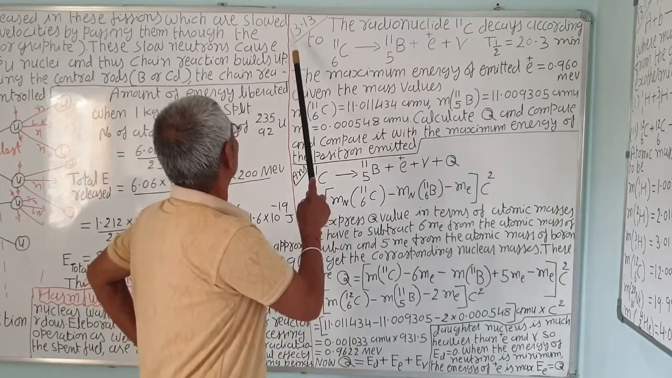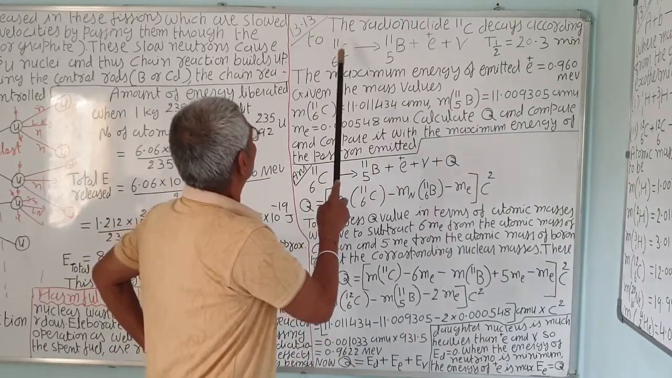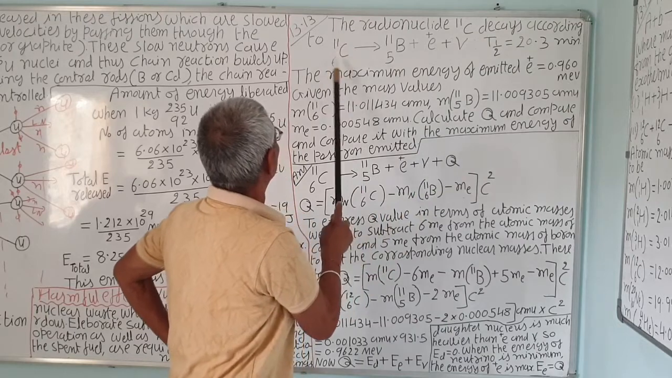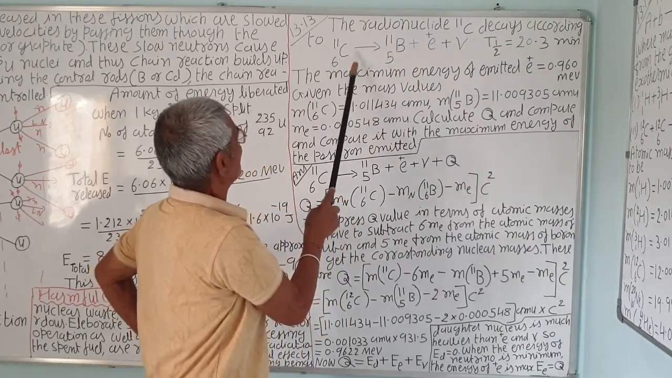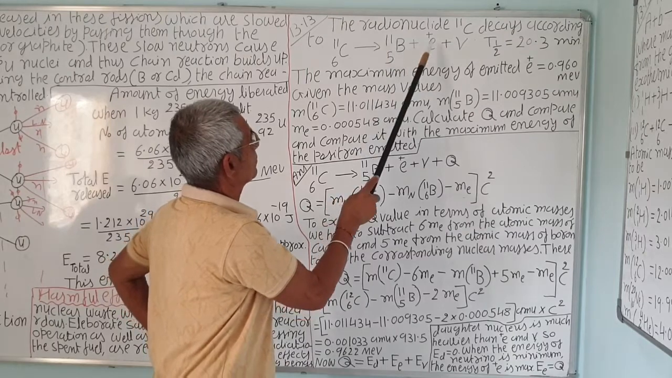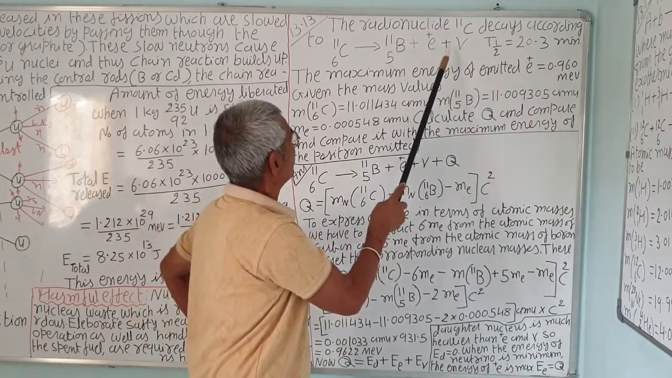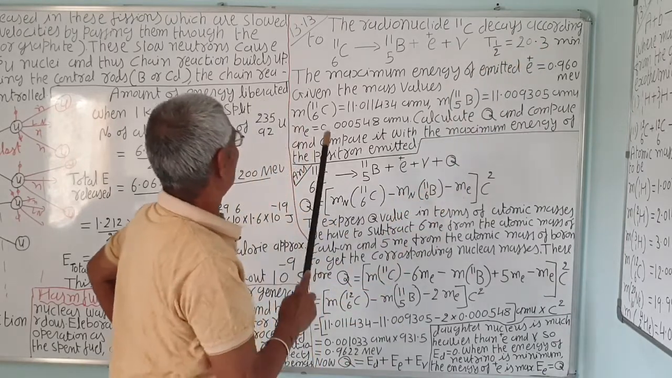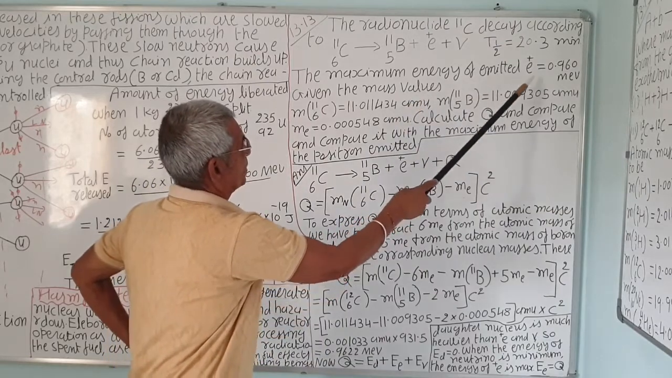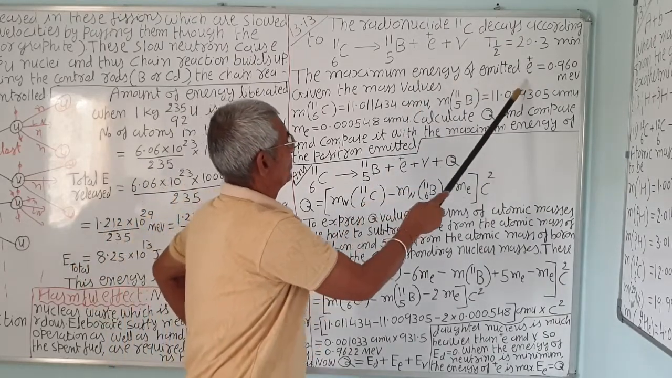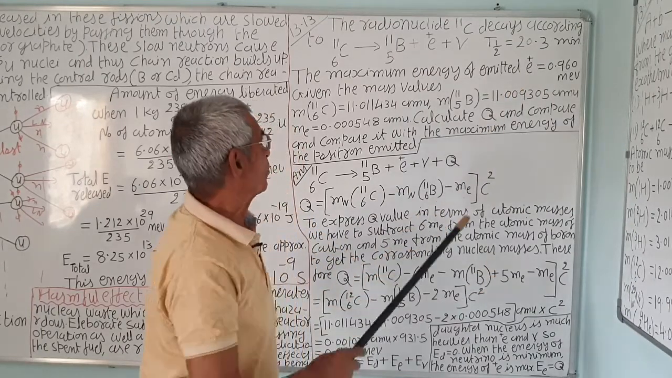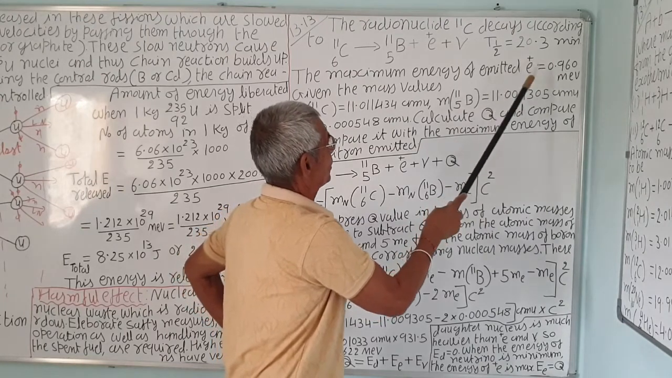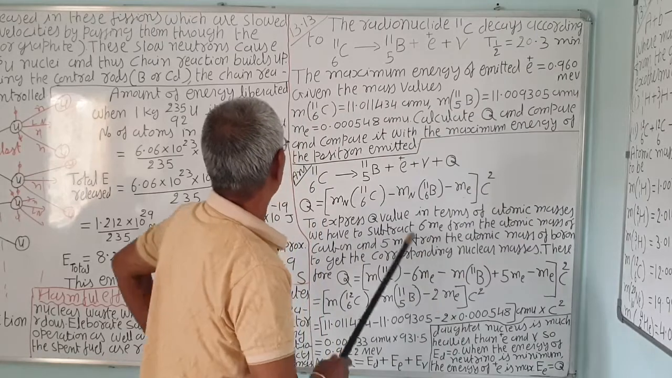So let us see now numerical 13.13. The radionuclide carbon-11 decays according to carbon-6-11 into boron-5-11 plus a positron plus a neutrino. The half-life of this is 20.3 minutes. The maximum energy of the emitted electron, the positron, which is an antiparticle of the electron, has a plus charge while the electron has a minus charge, is 0.960 million electron volt.